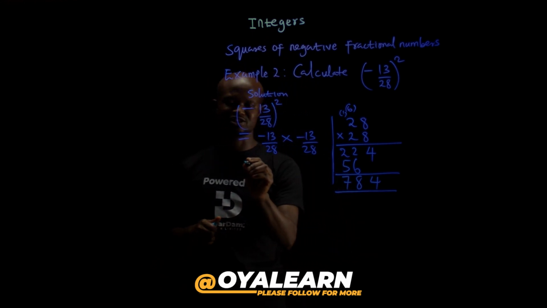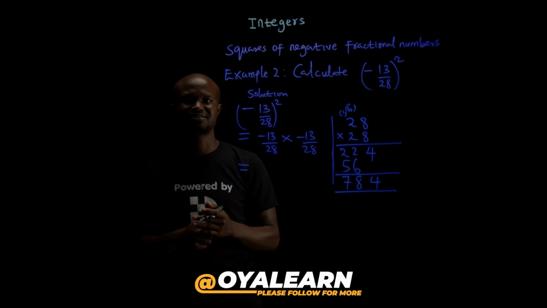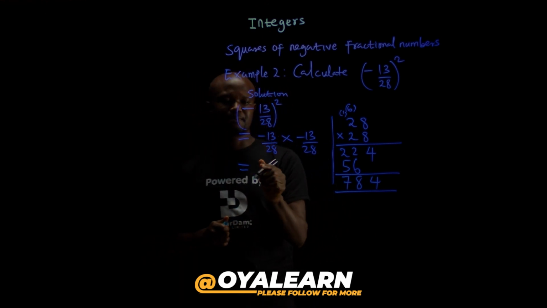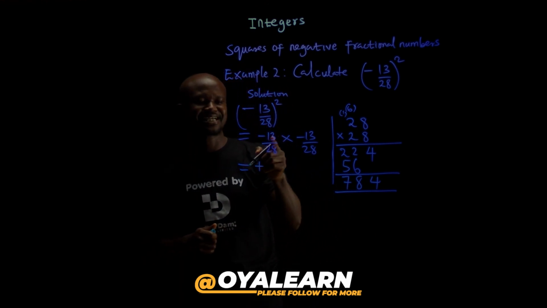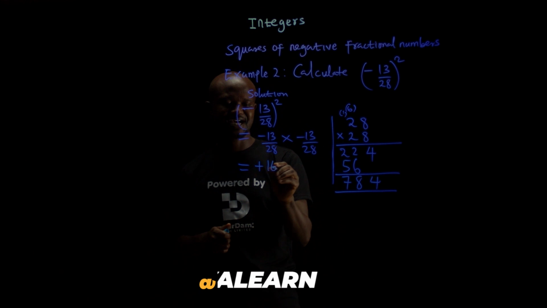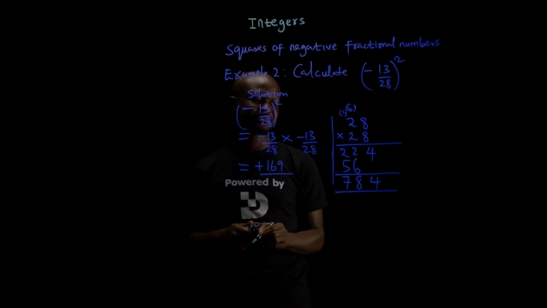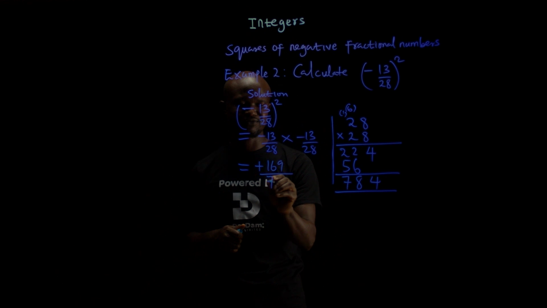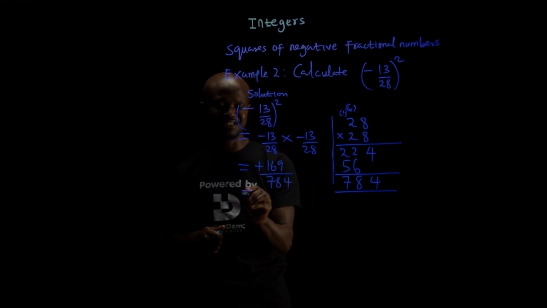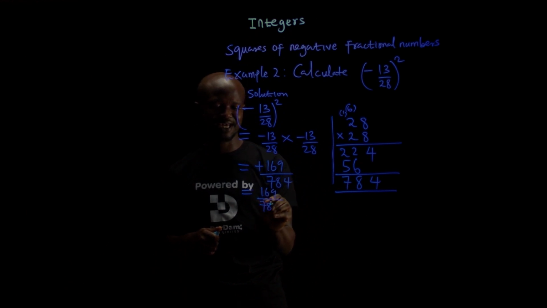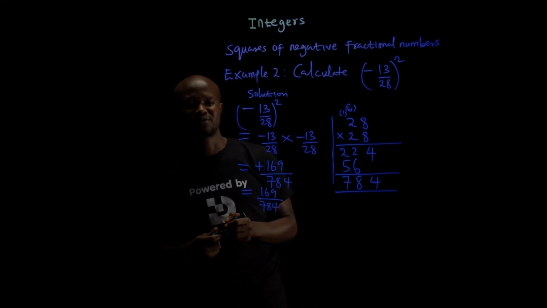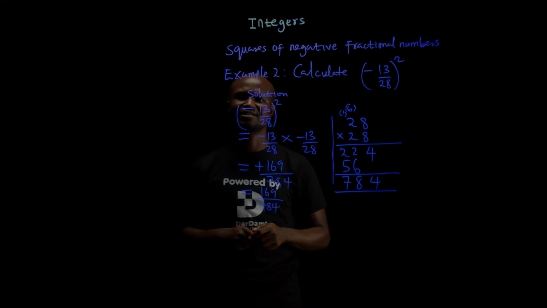So let's come back to the main problem. Minus times minus, that's plus. 13 times 13, that's 169. 28 times 28, that is 784. So this is the same thing as 169 divided by 784. That is the answer to the question.